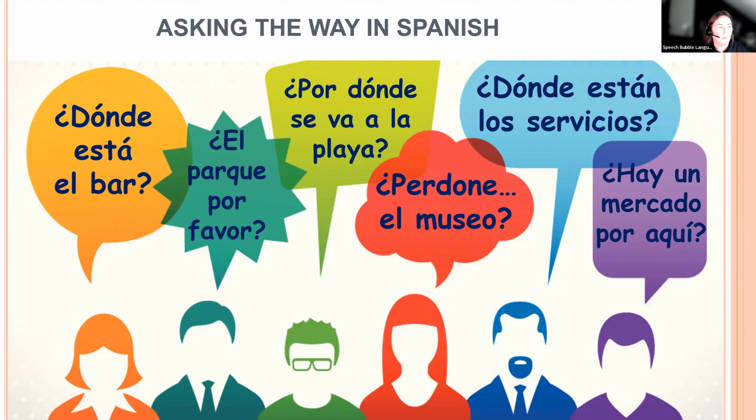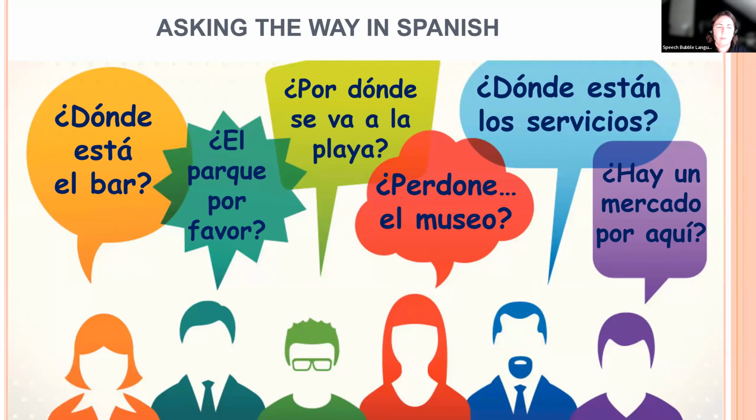So starting off with directions, we've got a few things here. I'm going to say these from our little bubbles, and let's see if you can tell me what you think they might mean. Okay, so primero, ¿dónde está el bar? Where is the bar? Where's the bar? Okay, can you both say for me? ¿Dónde está el bar? ¿Dónde está? ¿Dónde está el bar? Muy bien. Okay. Now, next one. El parque, por favor.